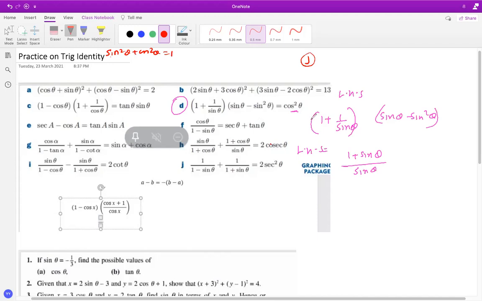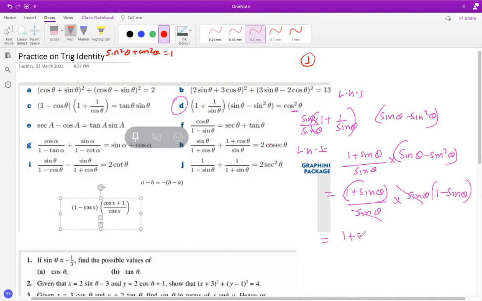That's going to be the LCM, because I multiply this by sine theta divided by sine theta, and take sine theta minus sine squared theta as it is here. Next step is to take sine theta common from the second bracket. If I take sine theta common, what you get is 1 minus sine theta. So this sine theta can be cancelled out, and you get 1 plus sine theta times 1 minus sine theta. That is nothing but 1 minus sine squared theta, which is cos squared theta. So that's how you prove the right hand side and left hand side are equal.